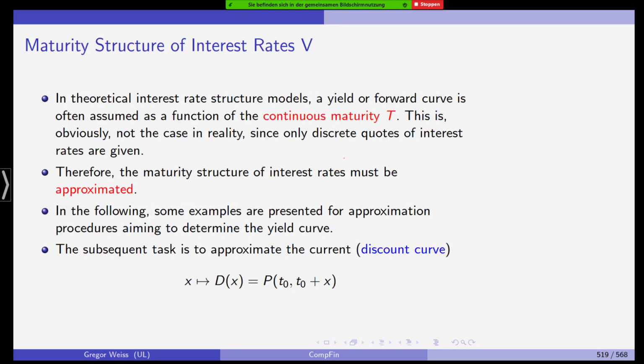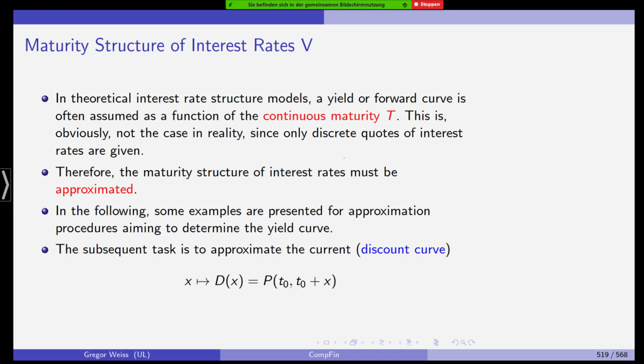Now, in all theoretical interest rate structure models, a yield or forward curve is often assumed as a function of the continuous maturity t. This is obviously not the case in reality, since we only have discrete quotes of interest rates which are given throughout, let's say, a maximum maturity of 30 years. Therefore, we need to approximate the term structure of interest rates. And in the following, we'll give a few examples of how this can be done, for example, using splines.